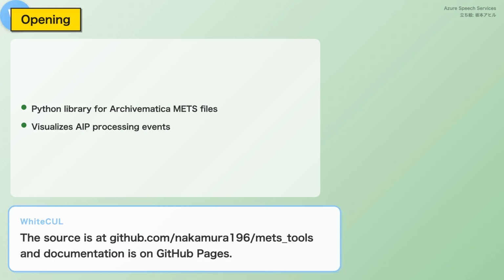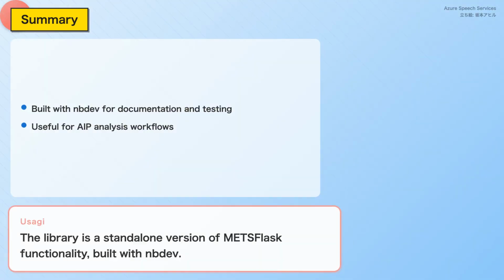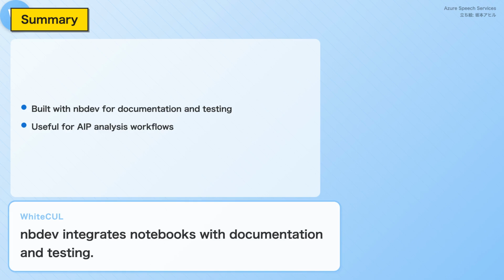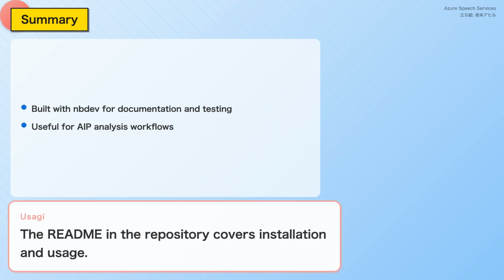The source is at github.com/nakamura196/mets_tools and documentation is on GitHub Pages. The library is a standalone version of METS Flask functionality, built with nbdev. nbdev integrates notebooks with documentation and testing. The README in the repository covers installation and usage.